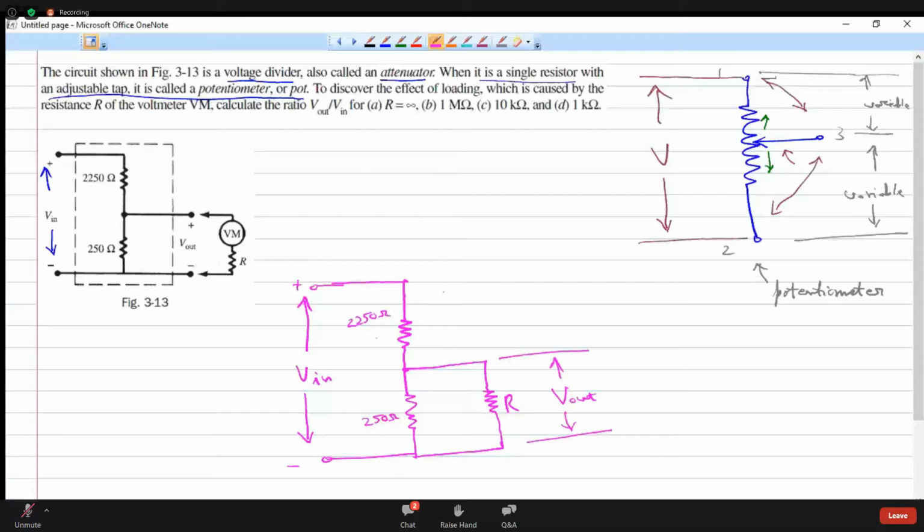So we have to find what is V out for different cases. In case 1, R is equal to infinity. Case 2, R is equal to 1 mega ohm. In the third case, R is equal to 10 kilo ohm. And in the fourth case, R is equal to 1 kilo ohm. So when you substitute these values, you will understand what is going to happen.